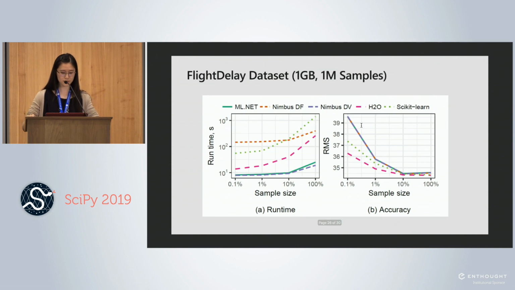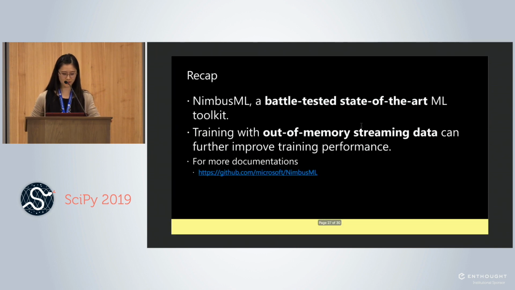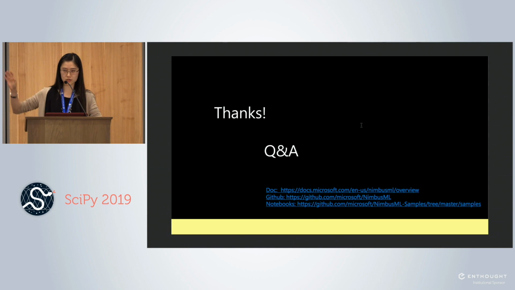So we proved that we can expose a very fast, battle-tested, state-of-the-art ML toolkit and allow users to train a machine learning model using out-of-memory streaming data to achieve the best performance. And we have documentation sites ready. You can search for all the learners we have, and everything is open source. That means you can search for Nimbus ML, you should be able to see the GitHub. We also have quite a few notebooks and tutorials, either on YouTube or on GitHub, to show you how to use Nimbus ML in different scenarios. Yeah, thank you.